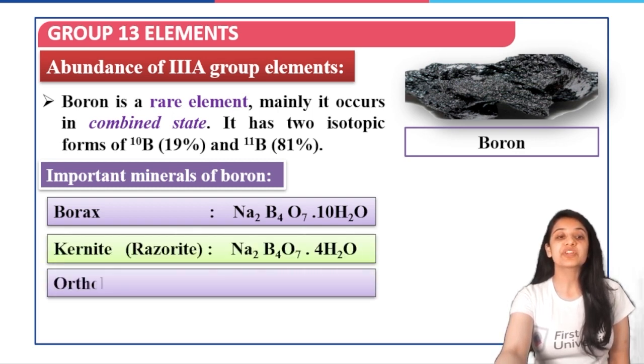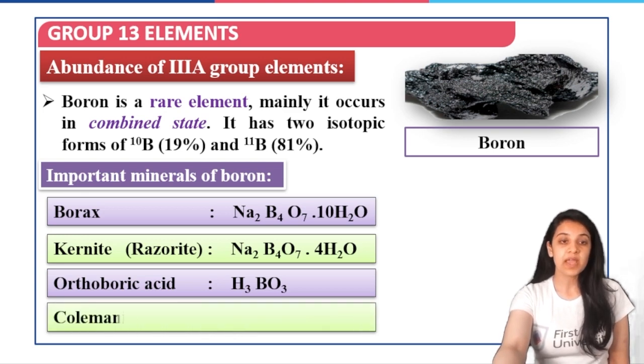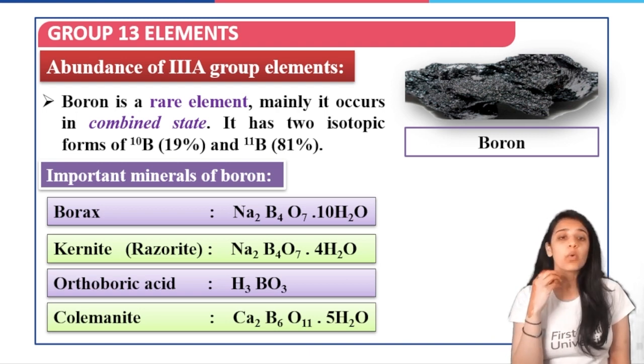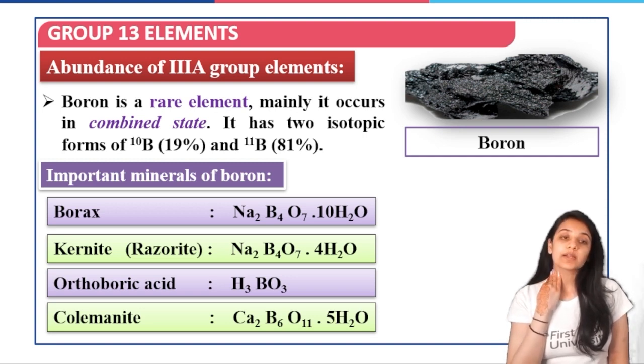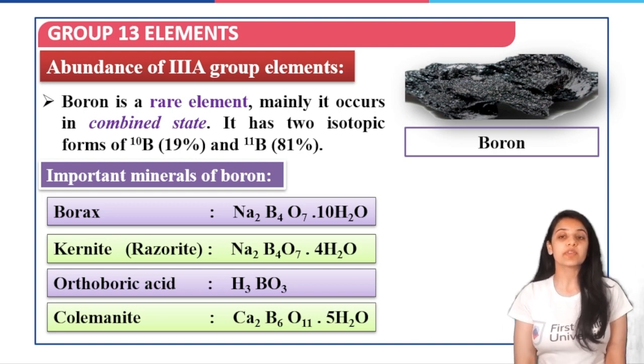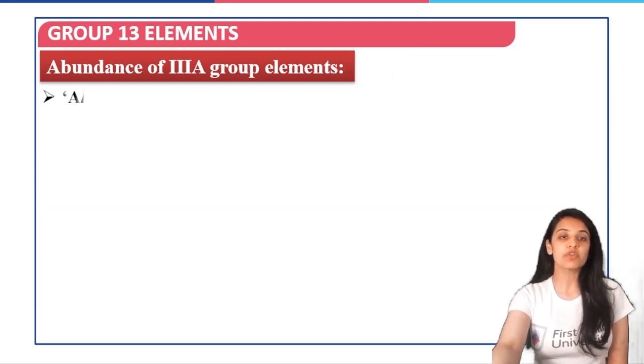The important minerals of boron include borax, that is Na2B4O7.10H2O. Then we have kernite, also known as razorite, that is Na2B4O7.4H2O. Then orthoboric acid H3BO3, and colemanite. Borax is the most important mineral of boron, and kernite is also important. Colemanite starts with C, so remember that it has calcium in it. Ca2B6O11.5H2O is the formula of this important mineral of boron.